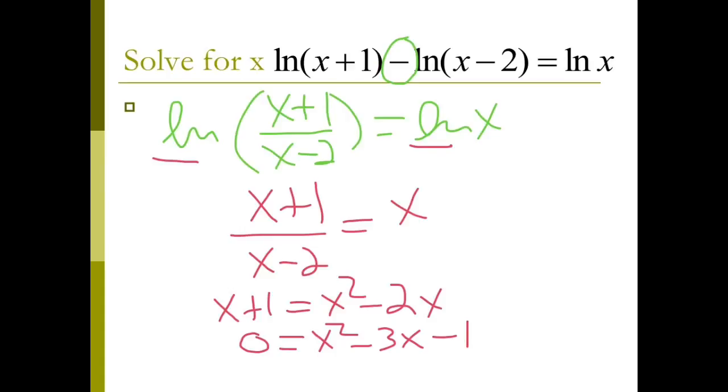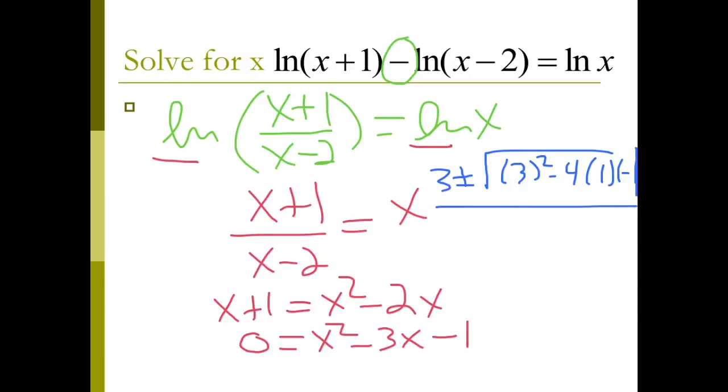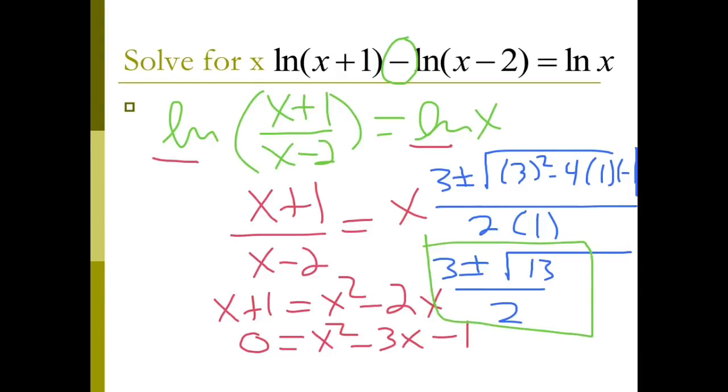So for my quadratic formula, I'm going to get negative b, which will be 3, plus or minus the square root of b squared minus 4 times a times c. There's a negative 1 there in the end. And we're going to divide that by 2 times a. So this whole thing is going to reduce to 3 plus or minus the square root of 9 plus 4, giving me 13, over 2, and that is your final answer.